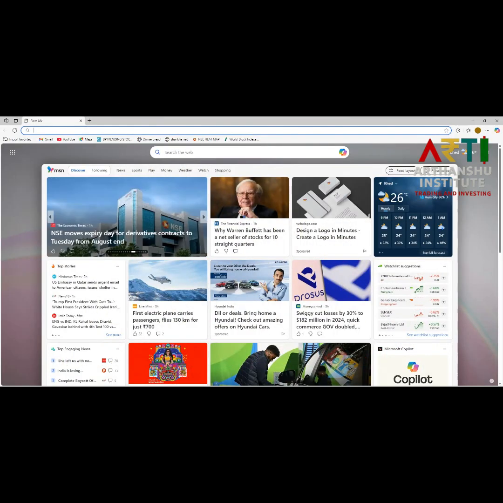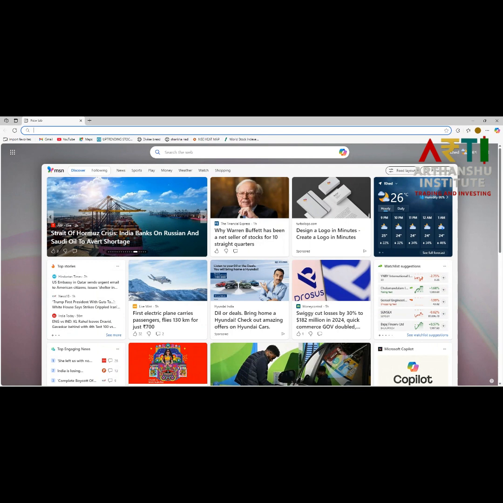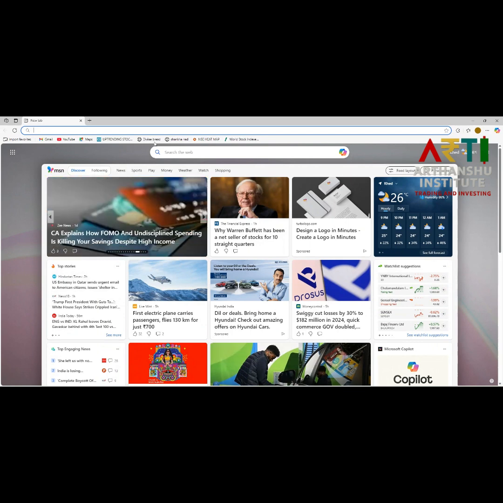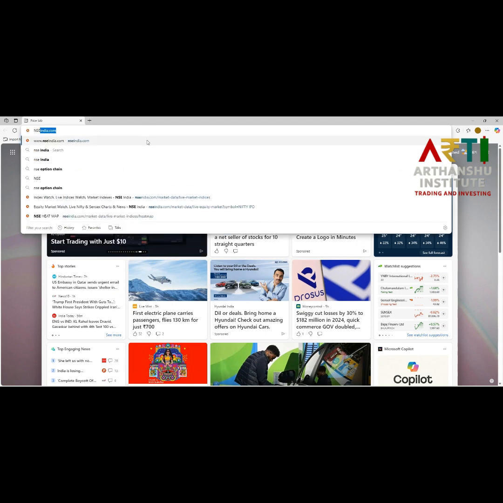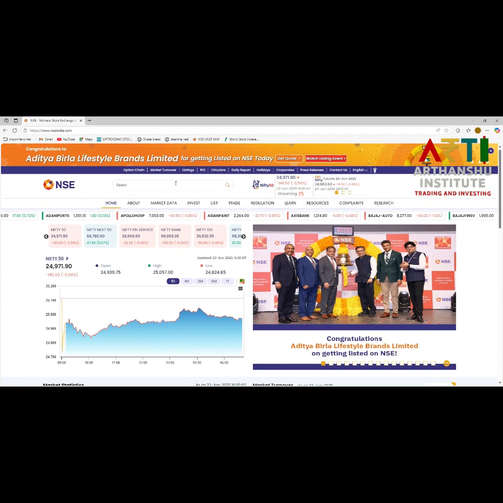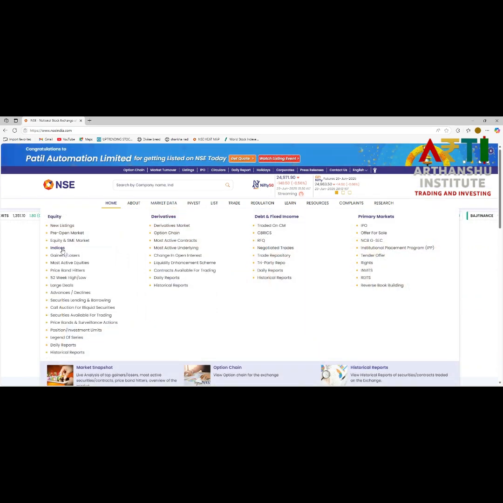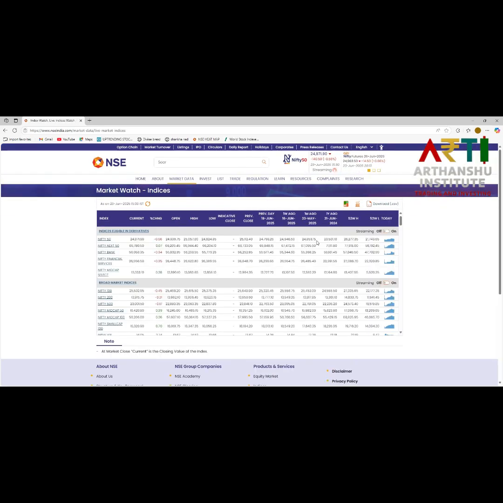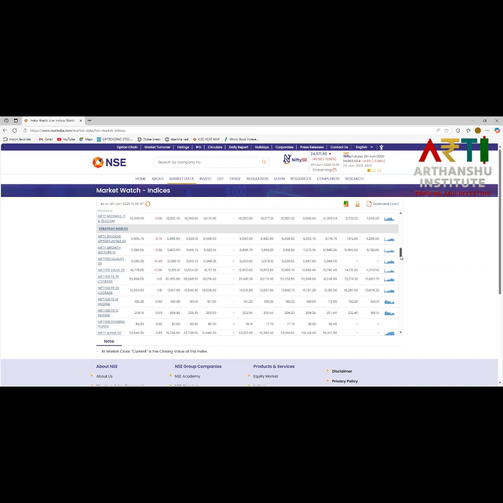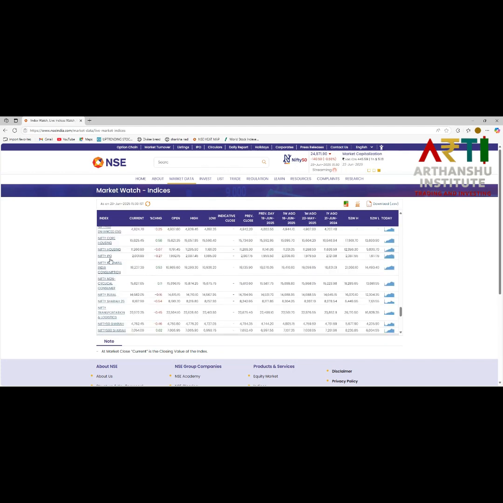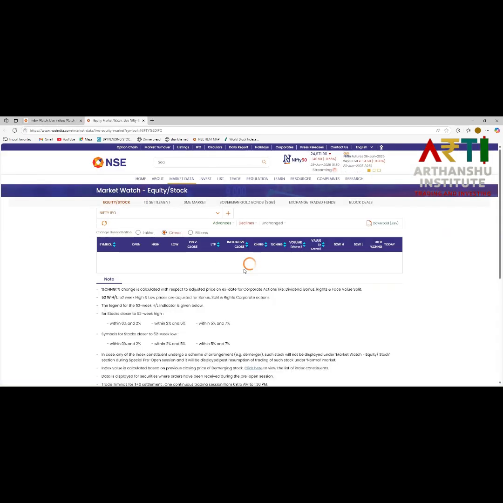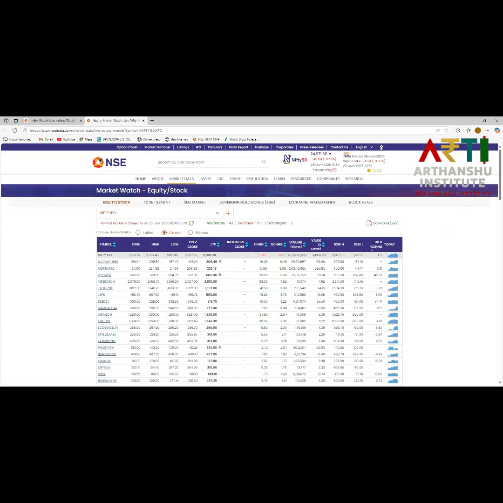IPO base strategy. We get the screener from NSE. We just go to the NSE website and look for the market data, where we'll see the indices, and we'll search Nifty IPO. This one. Here we'll get a list of more than 100 stocks which were listed in the last 1 year on the NSE.